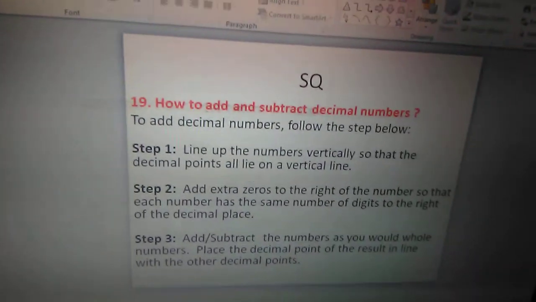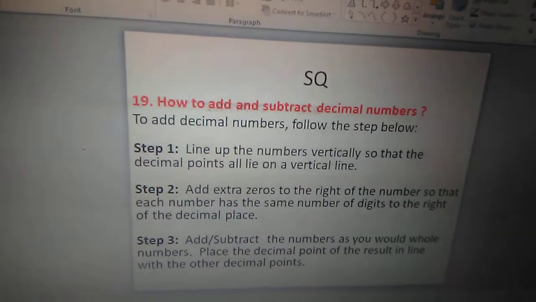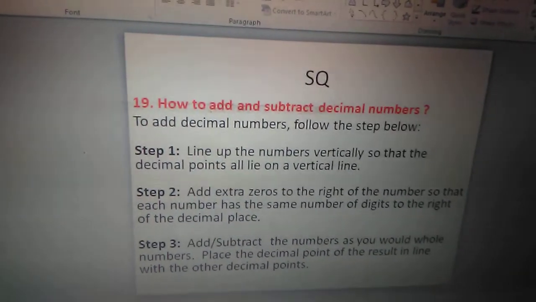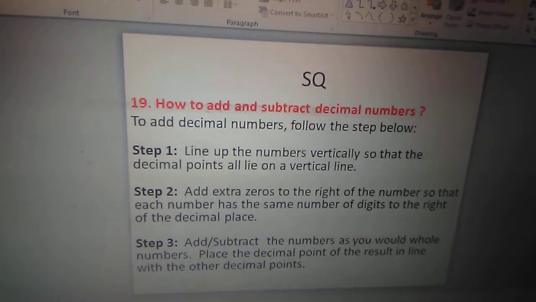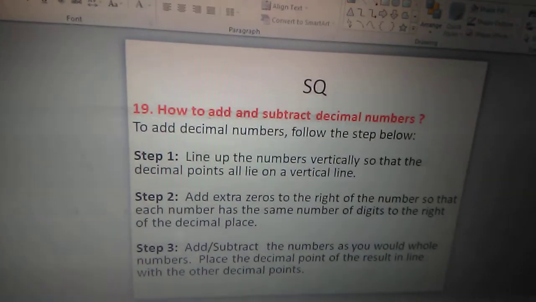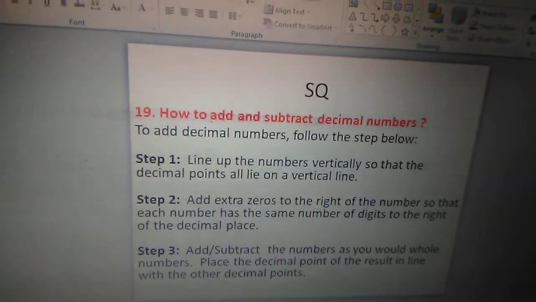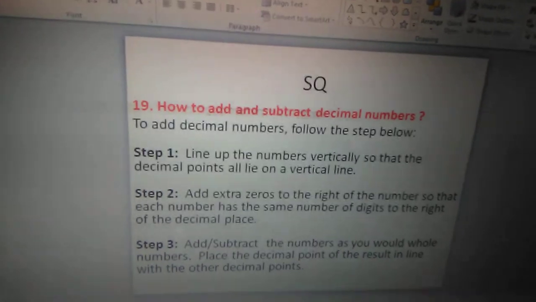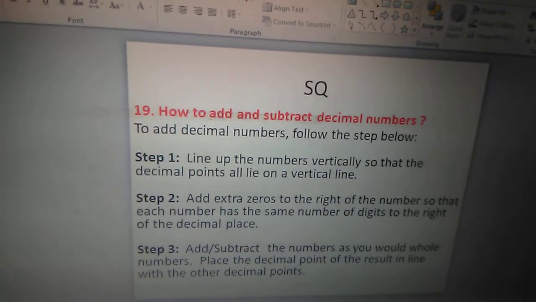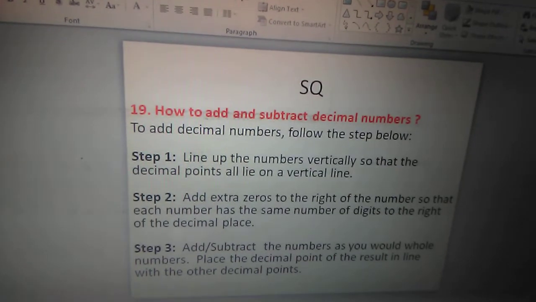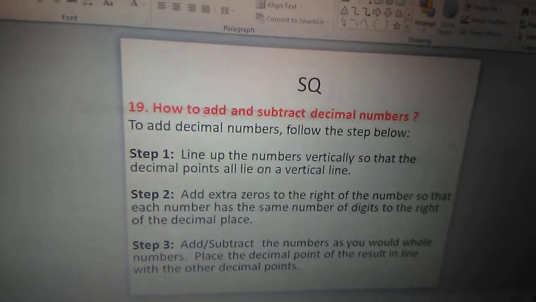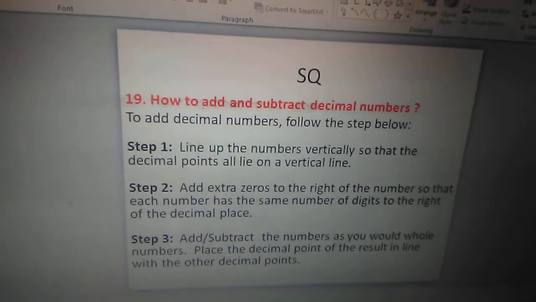Let's go for how to add and subtract decimal numbers. This is very easy. It is like normal addition and subtraction. But there are 3 steps you have to follow. At first, line up the numbers vertically so that the decimal points all lie on a vertical line. That means if 2 decimal numbers are given, first you write one, then below you write the other one, but you keep the decimal point in the same line.